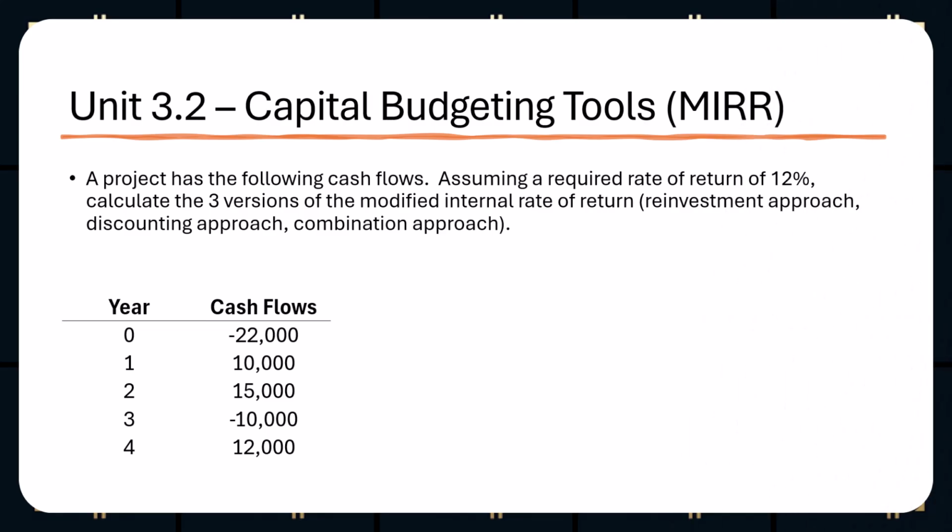A project has the following cash flows. Assuming a required rate of return of 12%, calculate the three versions of the modified internal rate of return using the reinvestment approach, the discount approach, and the combination approach. Now recall the three approaches.